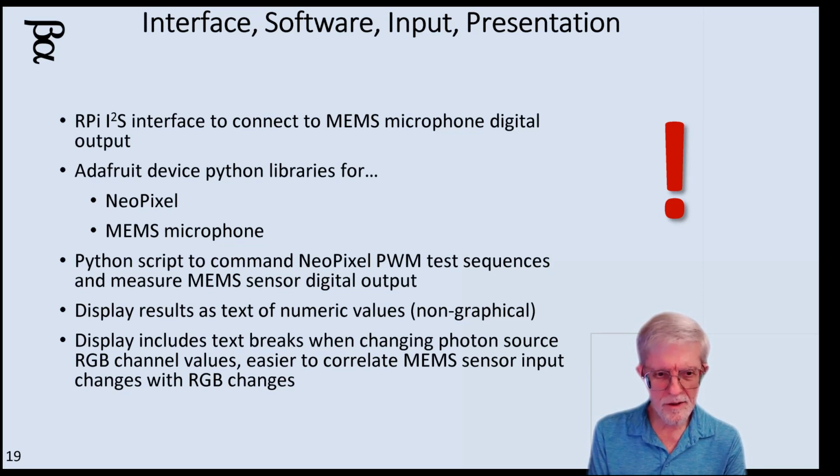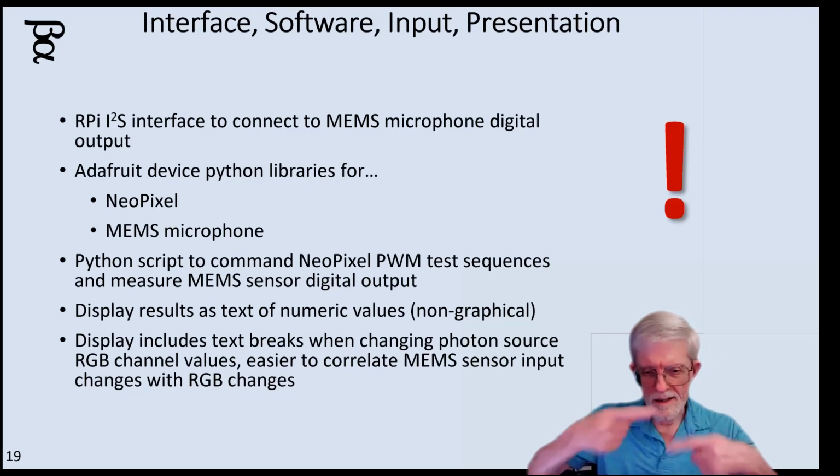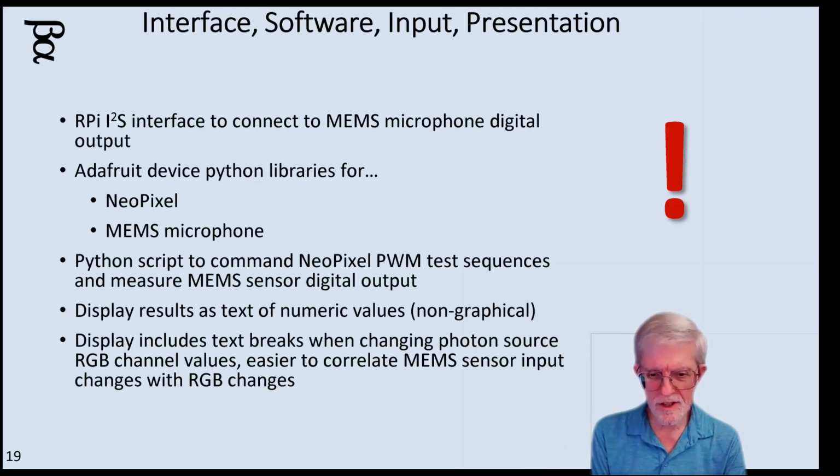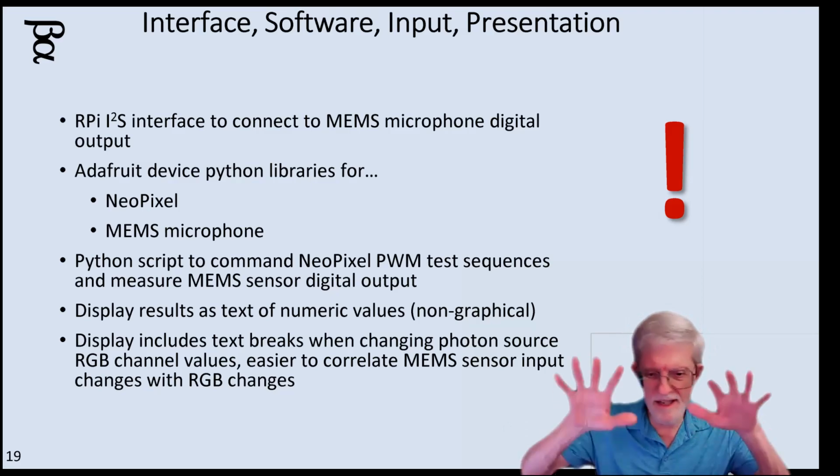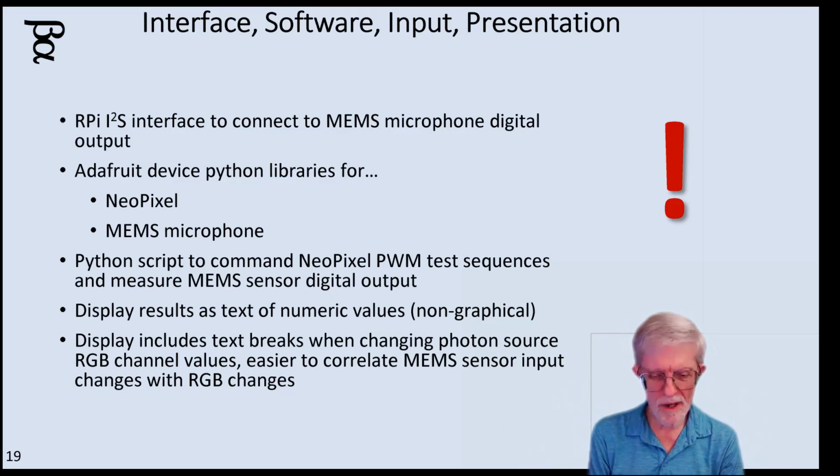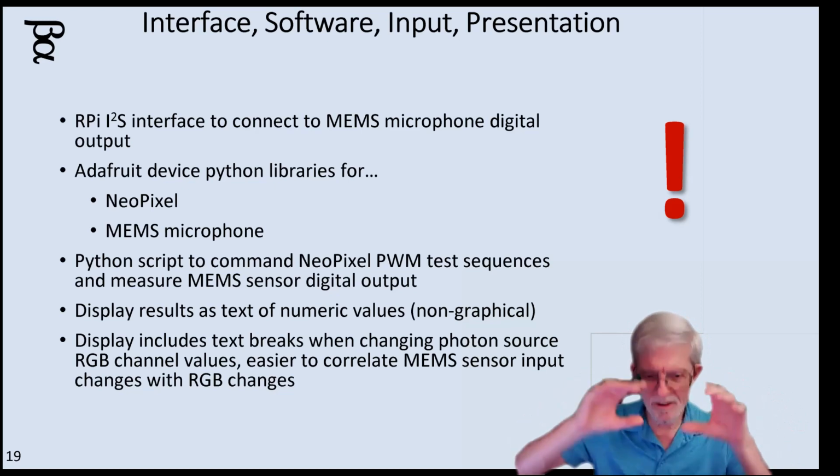So I'll be using the drivers, the library, to talk to it via Python. And then I'll have a Python script that will go in and command the interface to modulate the photons and send the test sequences, and then measure the digital sensor response, and then display the numbers of the results. And whenever I change the color of light being sent, I can put a display break and then put the numbers associated with the results. So I can say, when I did this, it returned that.